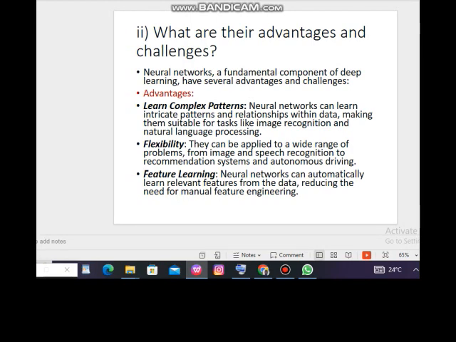Now, going on with the advantages, we have they help to learn complex patterns. Neural networks can learn intricate patterns and relationships with data, making them suitable for tasks like image recognition and natural language processing. Flexibility, they can be applied to a wide range of problems from image and speech recognition to recommendation systems and autonomous driving.